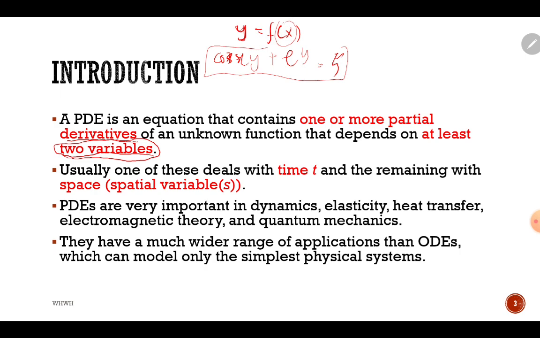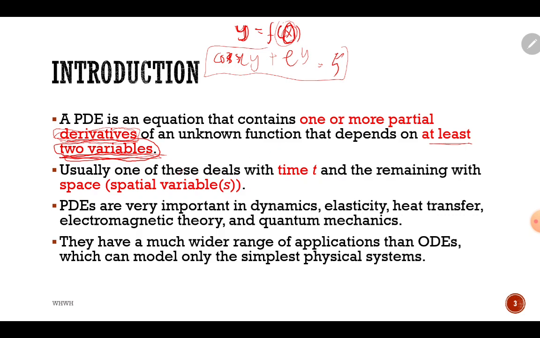Okay, however, PDE has one or more partial derivatives. What does it mean by partial derivative? We have discussed partial derivative before this, in ordinary differential equation, especially when we wanted to use the exact equation method, of an unknown function that depends on at least two variables. Now before this we only had x and y, where x is the independent variable and y is the dependent variable of x. Okay, depends on at least two variables. Before this only one variable, which is x.